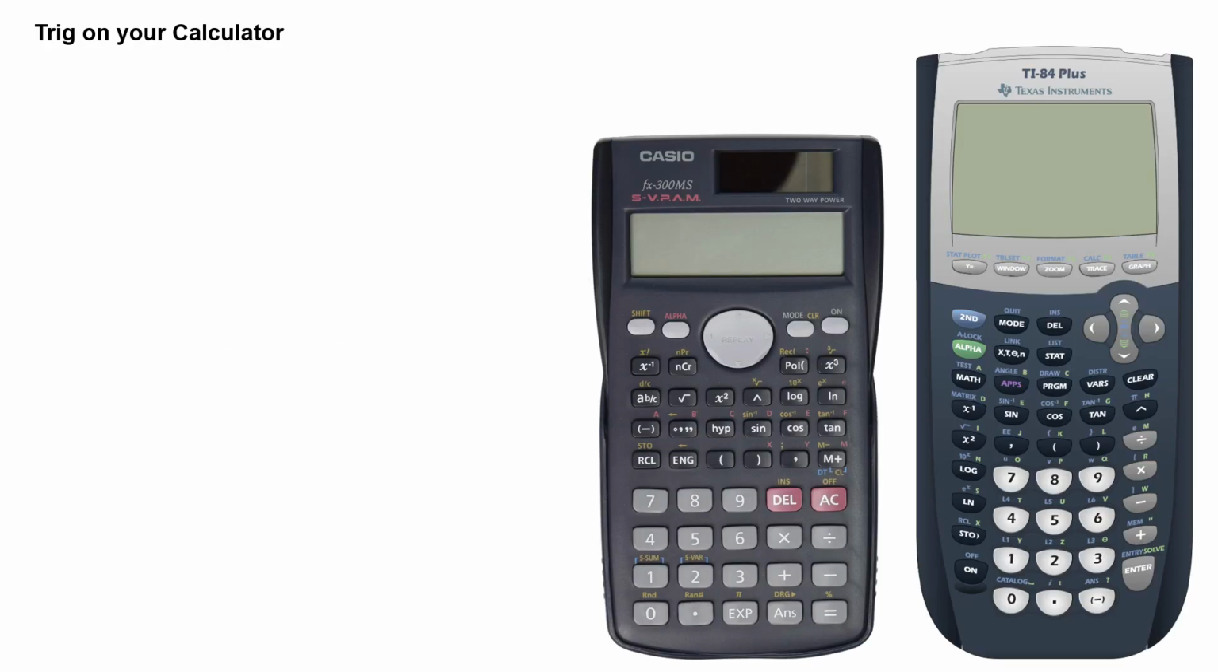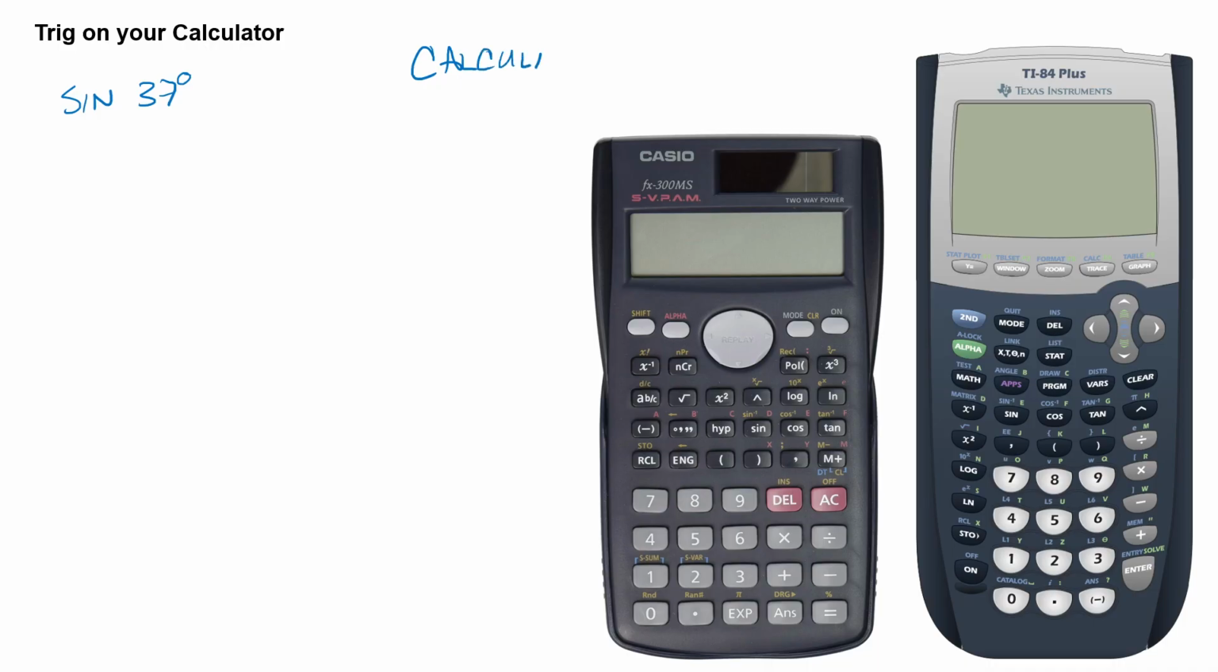So how do you do trig on your calculator? It's easy if you have the angle already. If I wanted to get the sine of 37 degrees, first of all, you have to make sure your calculator is in degrees. If your calculator is in radians or gradians, it's not going to work. So the first thing is you need your calculator in degrees.